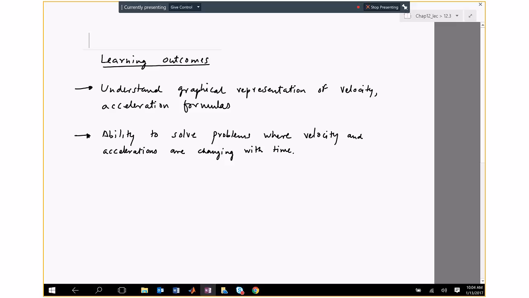The acceleration is not constant, but it can vary with time. So previous lecture, I talked about constant acceleration case. The learning outcomes for this class is we'll understand the kinematic relations, acceleration, velocity through graphical means, and then we'll solve problems when the acceleration and the velocity changes with time using graphs. Okay.